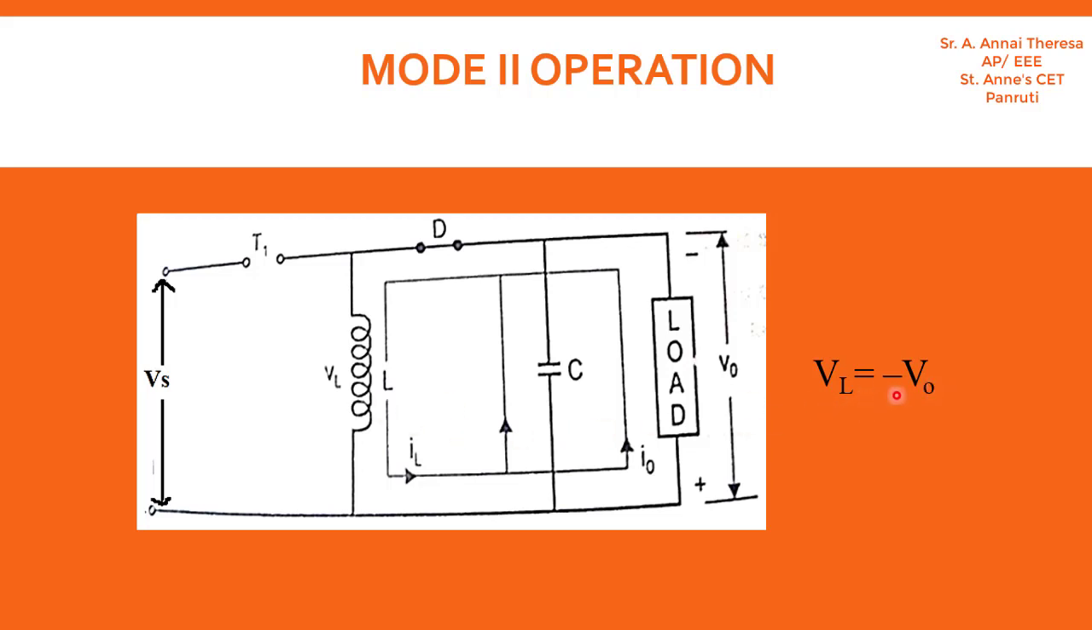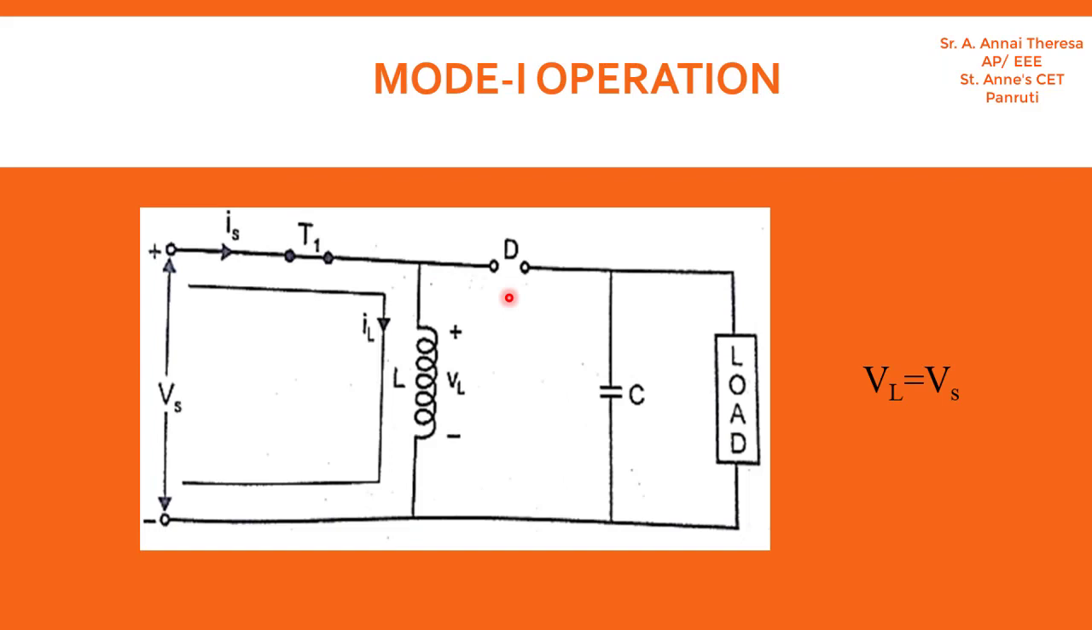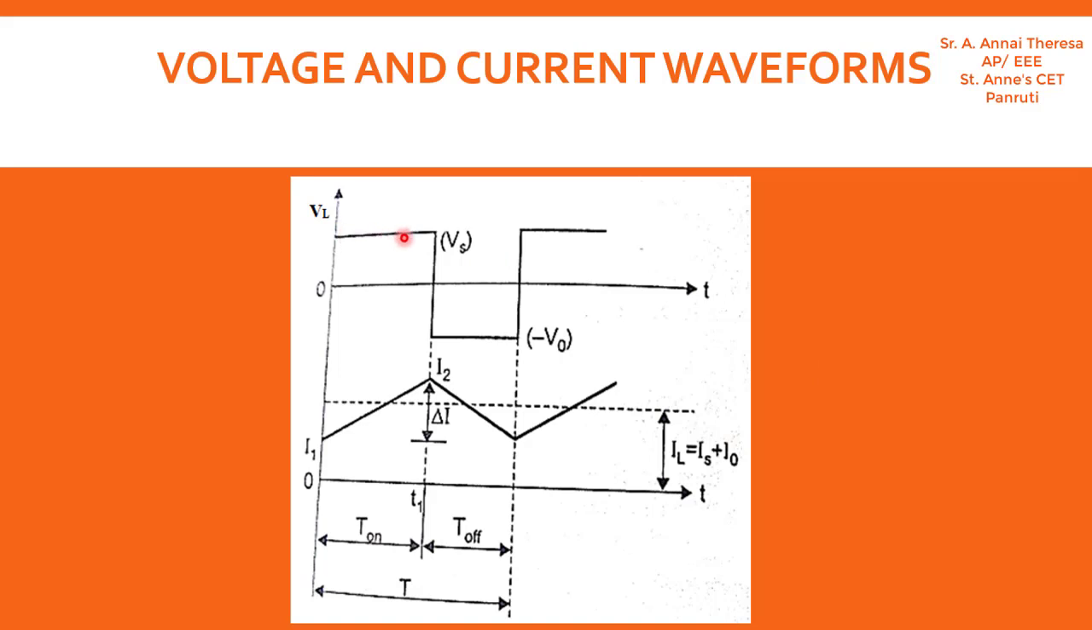Now we can see the voltage and current waveforms. When the switch is on, the voltage across this inductor is Vs. That is the first mode, VL is equal to Vs. In the second mode, it is minus V0. When the switch is on, the current increases from I1 to I2. When the switch is off, the current decreases from I2 to I1. This is the turn on period, when the switch is on, and this is the period when the switch is off. So this is the voltage and current waveform.